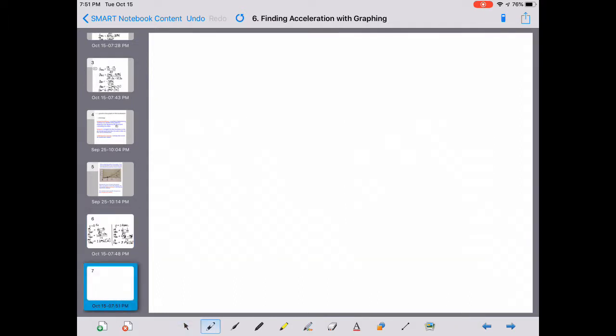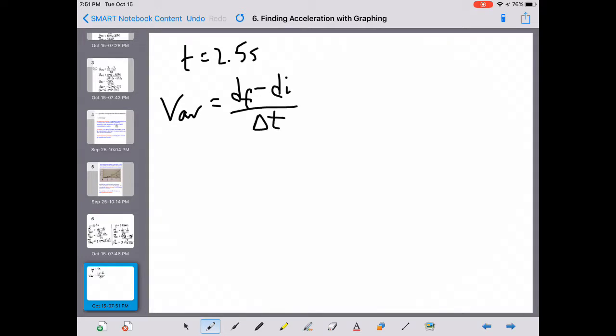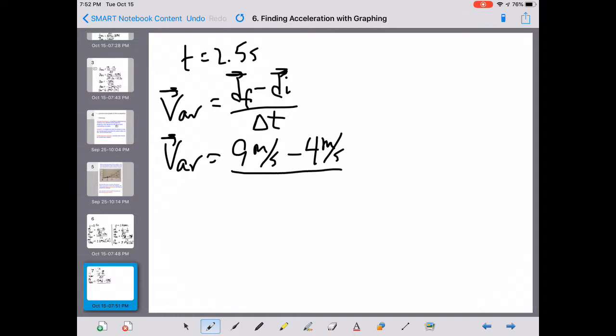If we move on to 2.5 seconds, and we take a look at our speed, v_av = (df - di) over change in time. Then average velocity is equal to 9 meters minus 4 meters, all over 1 second. I did that again, sorry, this should just be meters.